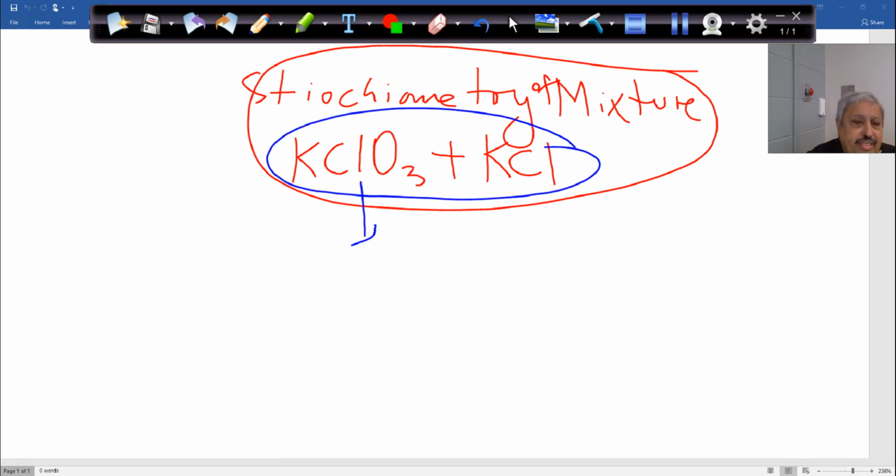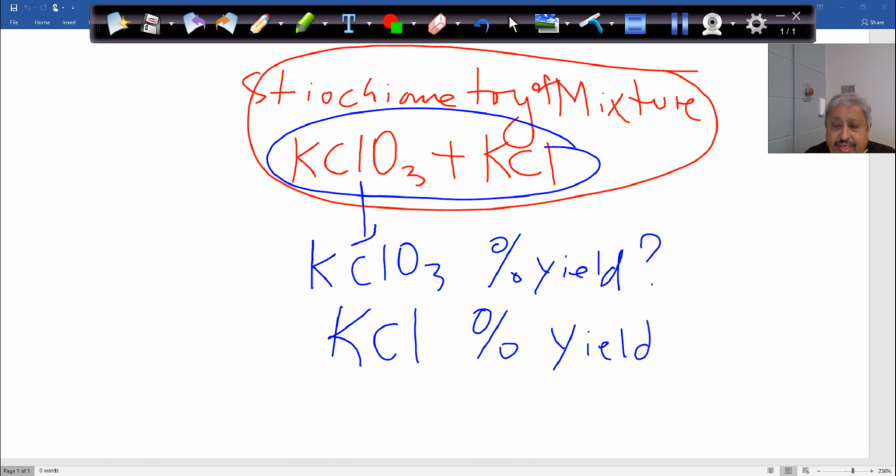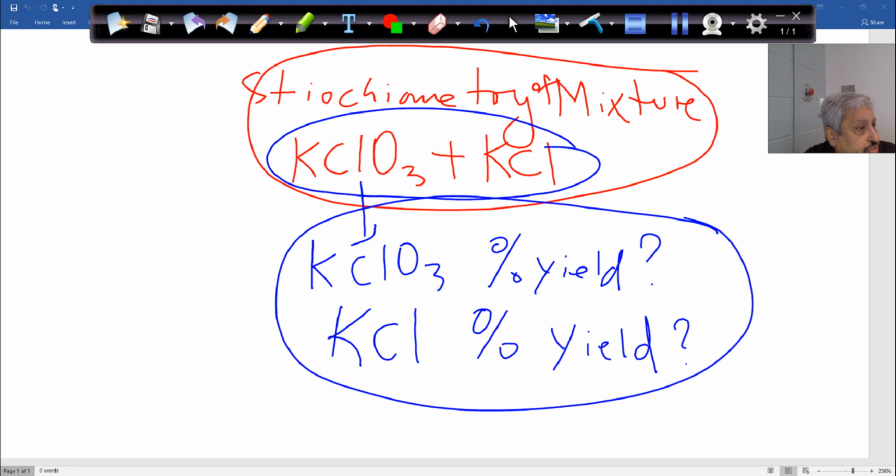What we want to reach today is this mixture: what percentage of it is potassium chlorate? We don't know how much it is, and we don't know how much the other part of the mixture is, or the yield percentage. So we have to come up with this one here. This is the purpose of this experiment.